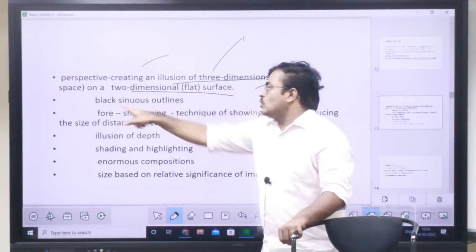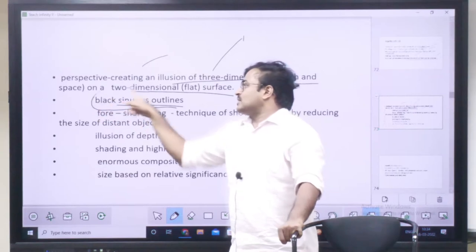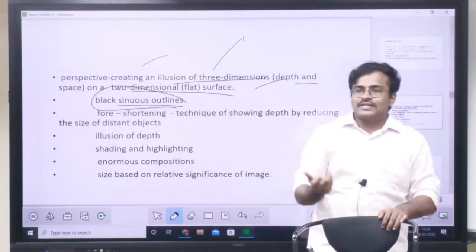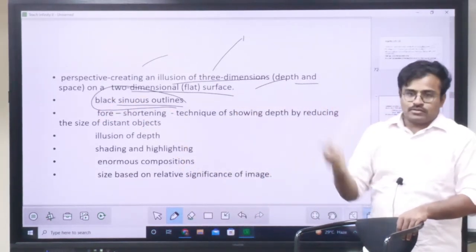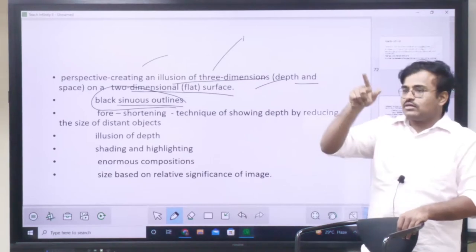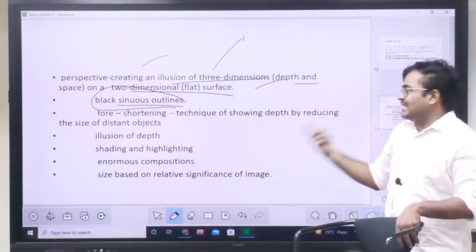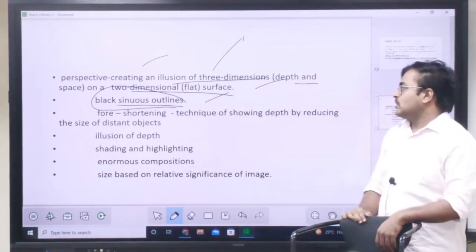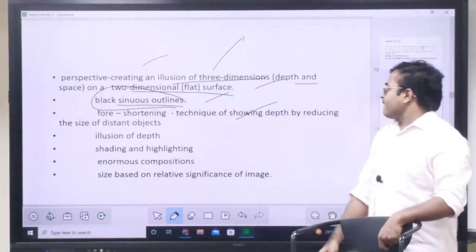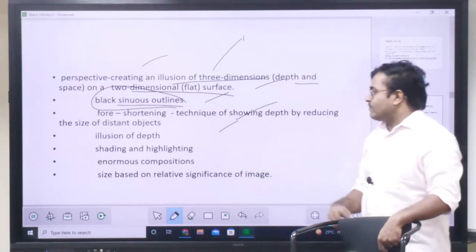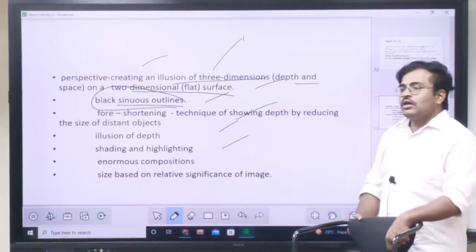Then most of their images have black sinus outlines. Sinus means curvature, like the sine curve and cos curve. Their curvature is why they are known as sinus outlines. They use the foreshortening technique, and the illusion of depth is created by shading and highlighting, and overlap is also used.